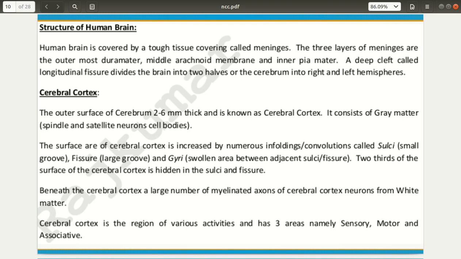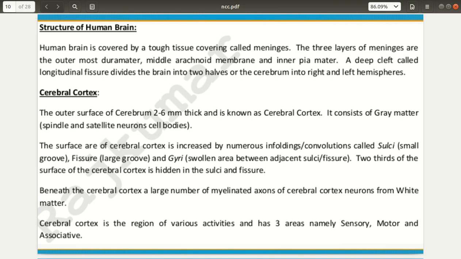There is also a deep cleft called the longitudinal fissure, which divides the brain into 2 halves, or the cerebrum into right and left hemispheres. The cerebral cortex: if you look at the outer surface of the cerebrum, it is 2 to 6 millimeter thick and is known as the cerebral cortex. It consists of gray matter, that is, spindle and satellite neuron cell bodies.